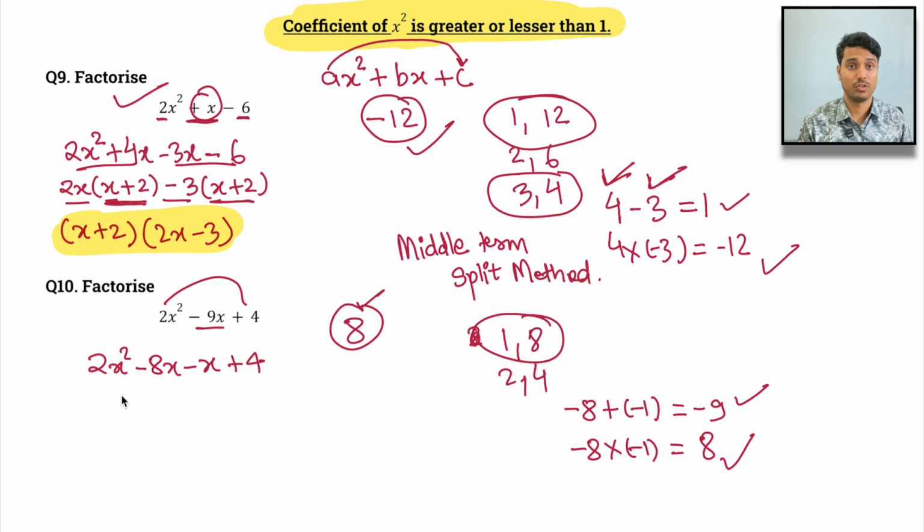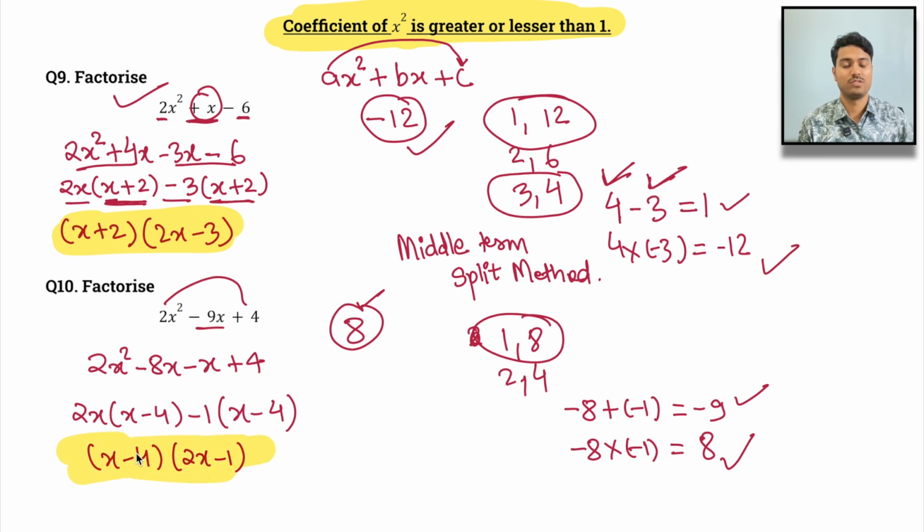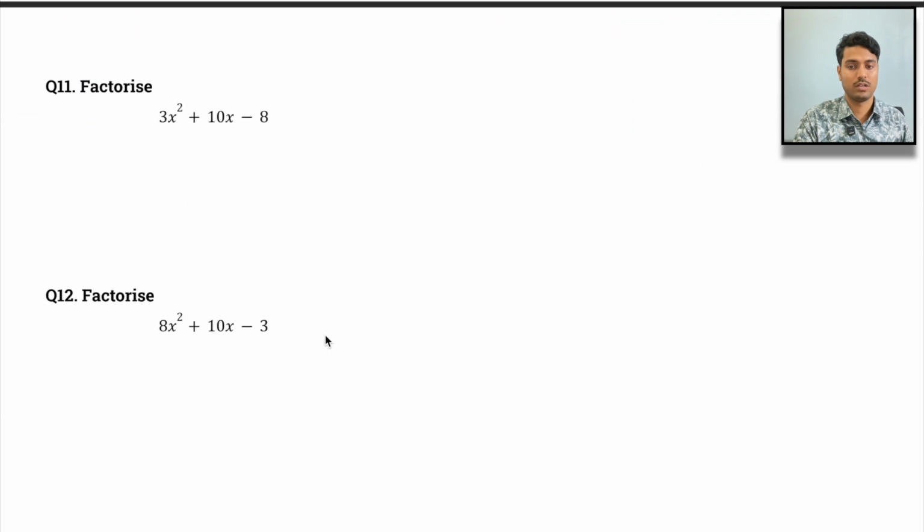And from here, we can take common from the first two terms and the last two terms. So we can write it as 2x and x minus 4, minus 1 common, and again x minus 4. Again x minus 4 is common, and the remaining is 2x minus 1. And these are the factors, x minus 4 and 2x minus 1, of the given quadratic expression. Let's check.